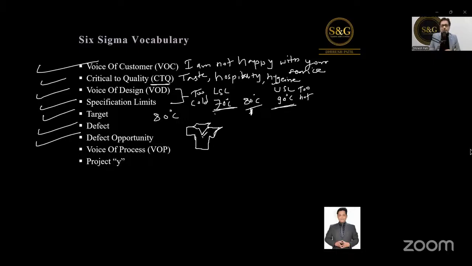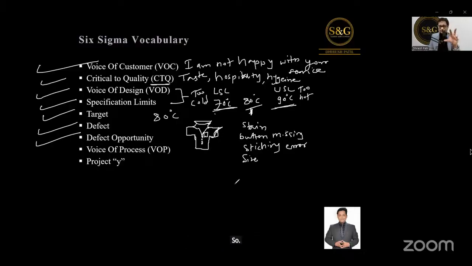Okay, so imagine this is the shirt. It doesn't look like it, but imagine this is a shirt. Now, in this shirt, what are the defect opportunities? Let's say stain is a defect opportunity, or button missing is a defect opportunity, or stitching error is a defect opportunity, or size mismatch is a defect opportunity.